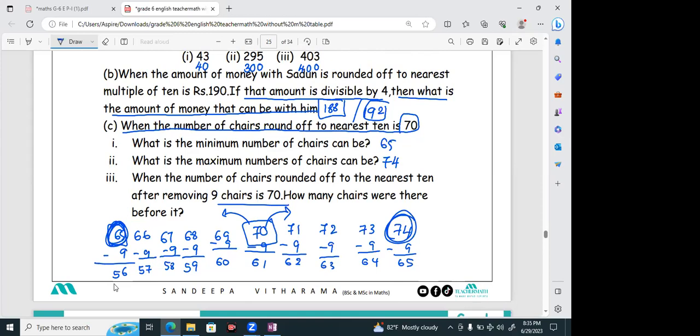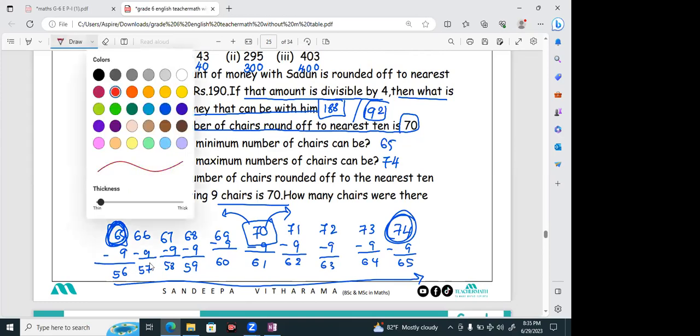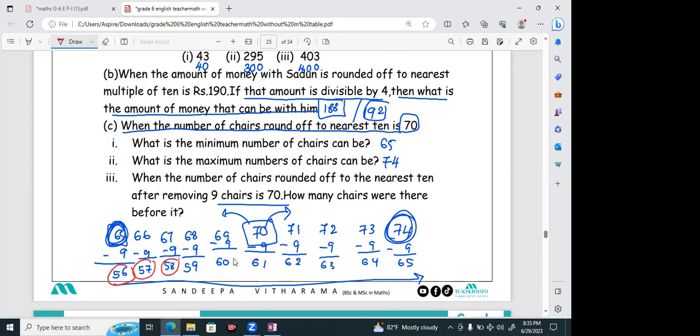එතකොට මේකෙන් 70 වෙන්න පුළුවන් answer එක මොකක්ද? value එක මොකක්ද? මේ අතරින් 70 හැදෙන්න පුළුවන්. After rounding off, it is 65, no? එහෙනම් they asked how many chairs were there before it? Then what is the answer? කලින් තිබුණු amount එක අහනවා. 65. It is 65.